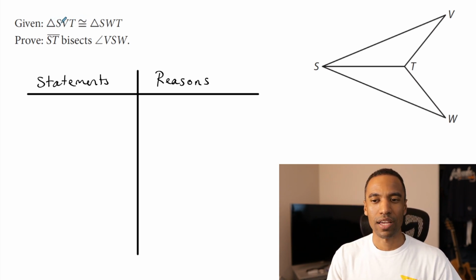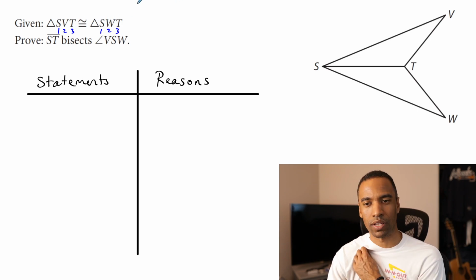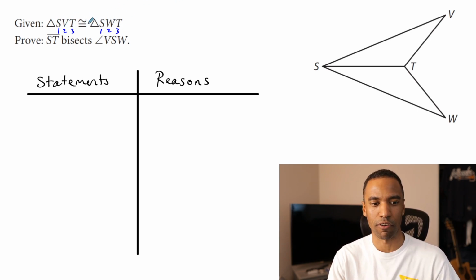All right, guys, triangle SVT is congruent to triangle SWT. Obviously, we're going to have to work somewhere with corresponding parts of these 2 congruent figures, these triangles here, to work this thing out. Otherwise, they wouldn't give us the statement in the first place.